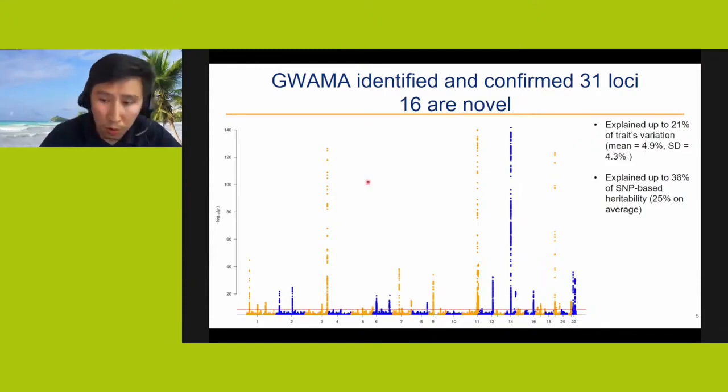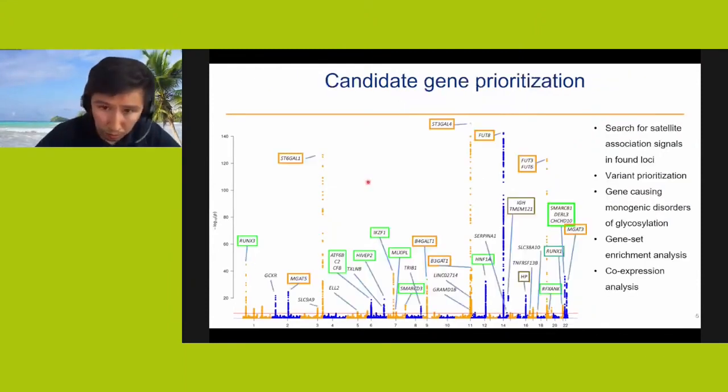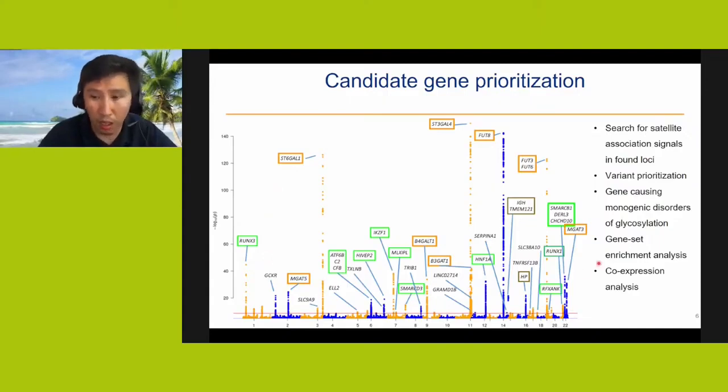So these are the loci. Of course, we did the candidate gene prioritization analysis. This is a tough task, as you may learn from Shamil Sunyaev's talk and from Yuri's talk. We applied a variety of approaches. So in the end, we prioritized the candidate genes in the found loci.